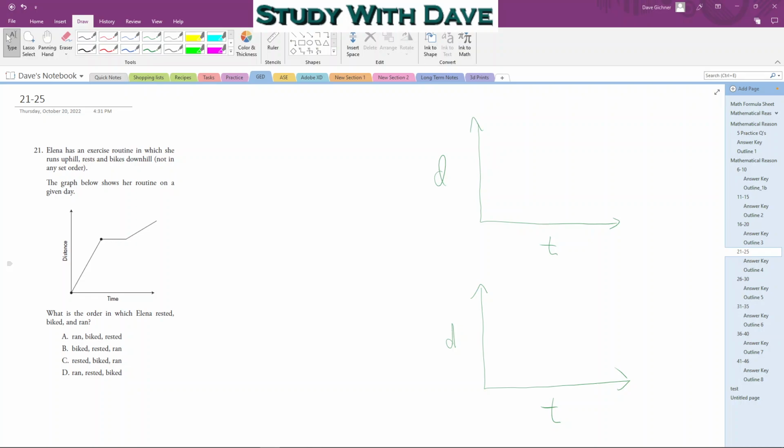Number 21, distance versus time graphs. For this one, you just want to make sure that you think about it a little bit. The slope of the lines are very important in questions like this, so let's just get into it.